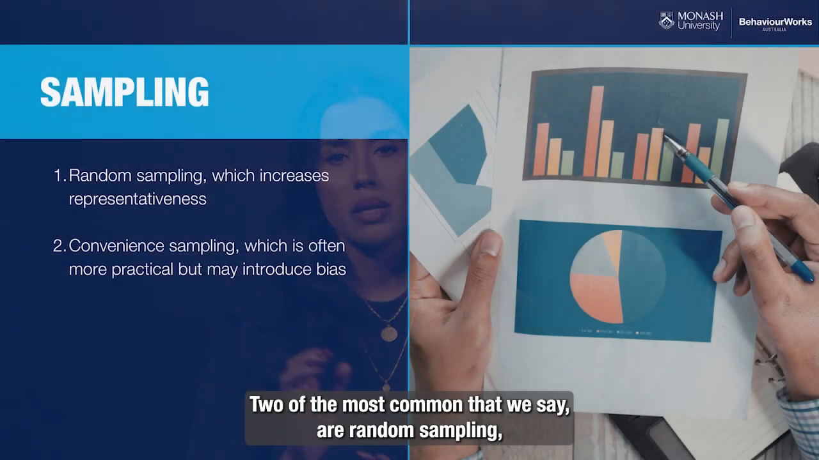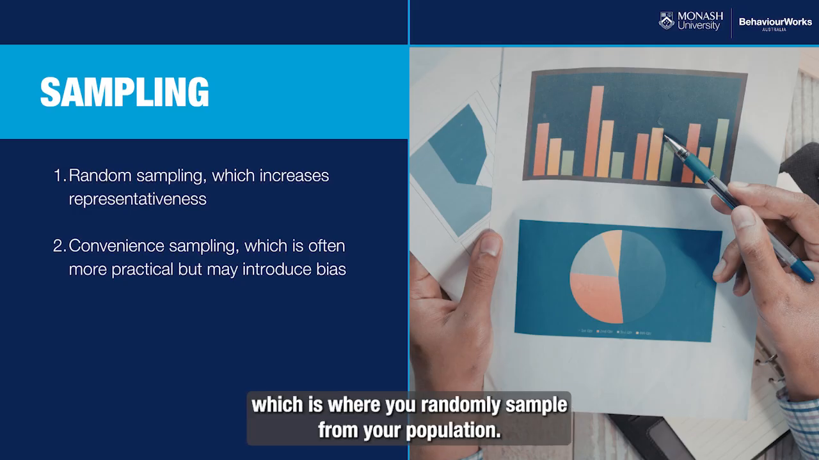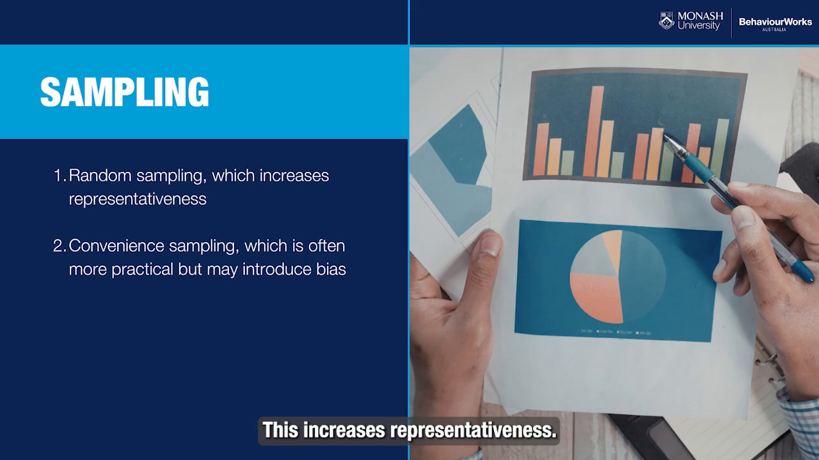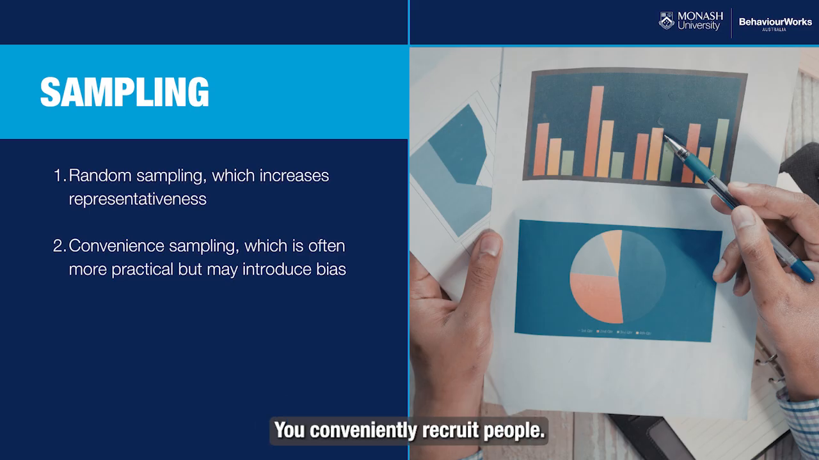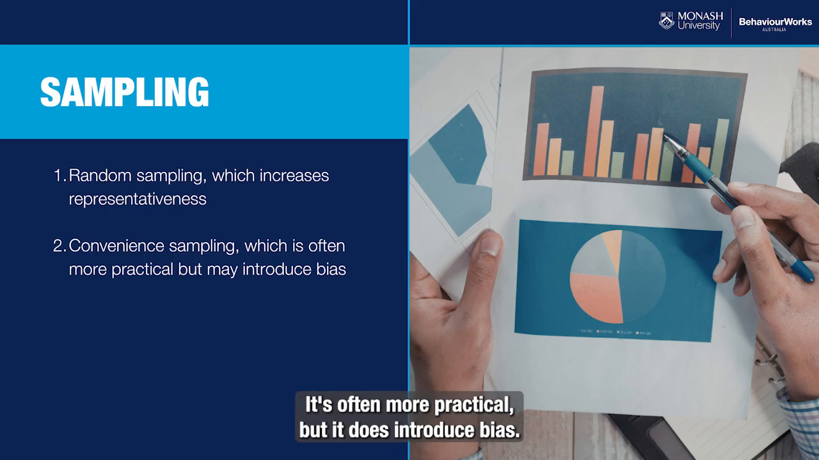Two of the most common that we see are random sampling, which is where you randomly sample from your population. This increases representativeness. The second is what's called convenient sampling. You conveniently recruit people. It's often more practical, but it does introduce bias.